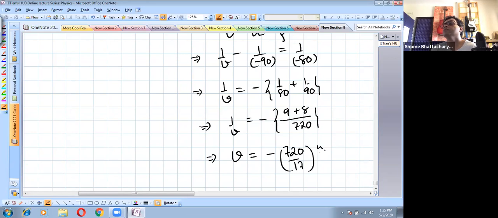which will be approximately, let's work it out. So from the ray diagram also you'll understand why this happens. 720 by 17, so it's about 42.4 centimeters approximately.